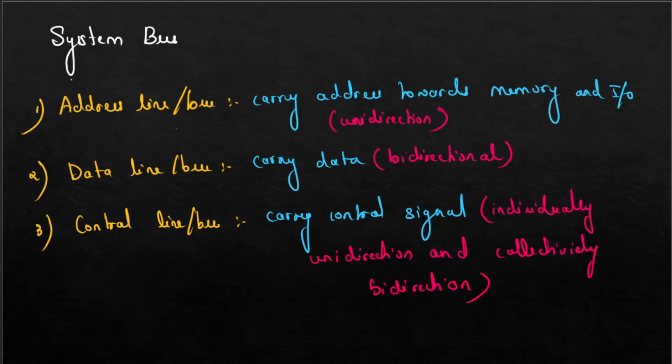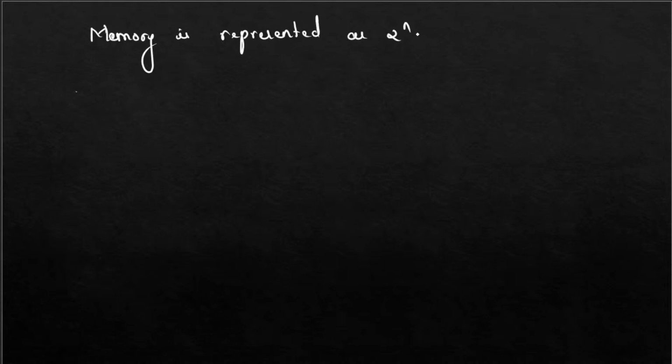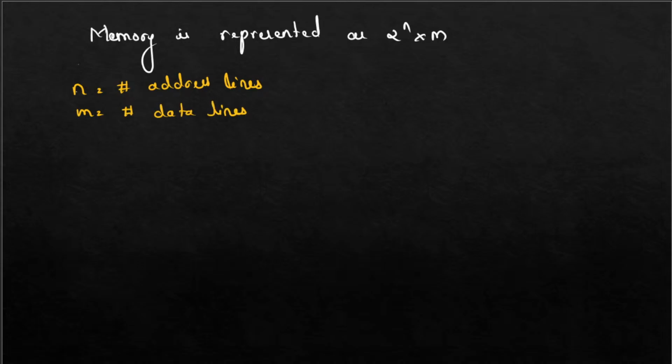All right everyone, now let's see how the memory is represented. Memory is represented as 2 to the power n into m, where n is equal to the number of address lines, and m is equal to the number of data lines. Alright? Data lines, okay?